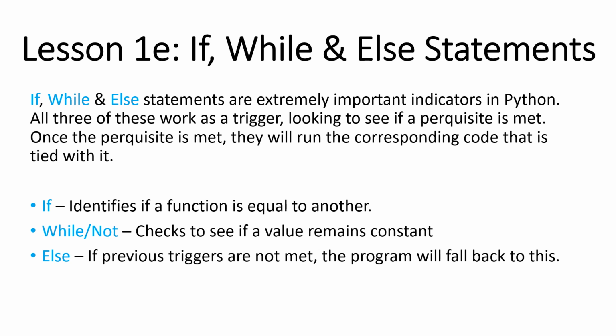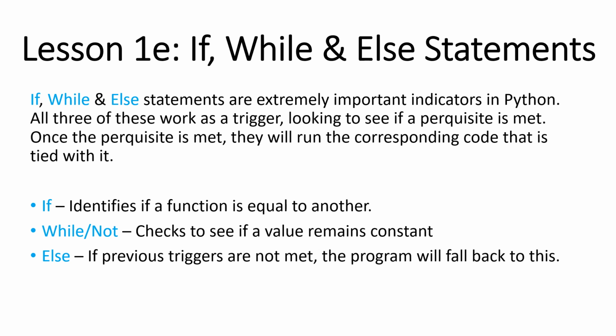So for example, the most basic statement, if, identifies if a function is equal to another. So for example, if car equal red, then belongs to Jason. Like that. While is another example of a statement like this, but while always checks to see if a value remains constant, so it's constantly checking if that value remains the same. While not also works as well, it's the exact opposite of while.